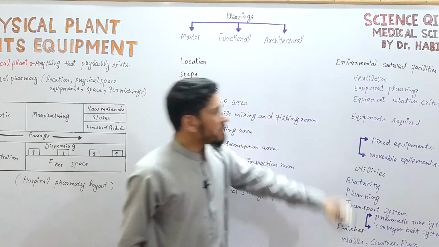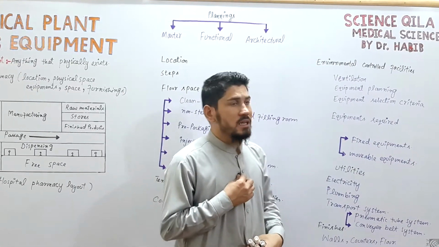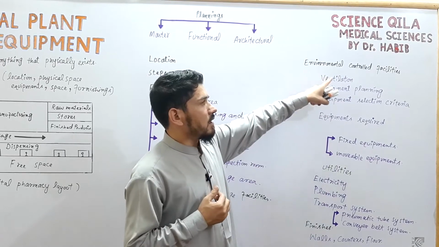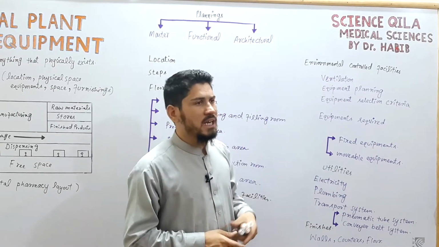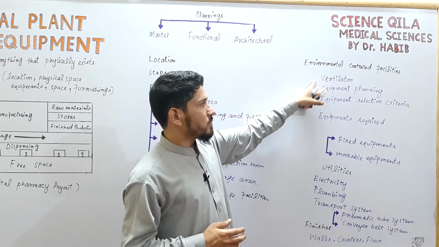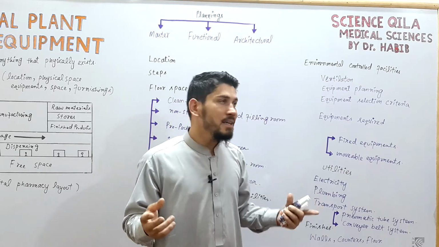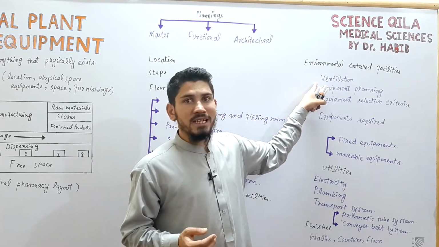And then is the environmental controlled facilities. We'll talk about the environmental controlled facilities. The environment should be controlled, like the fresh air should be present, like ventilation is here, right? So we don't need the humidity, we don't need the temperature to be very high. So for that we need the ventilation facility.